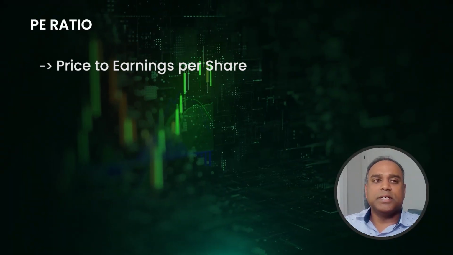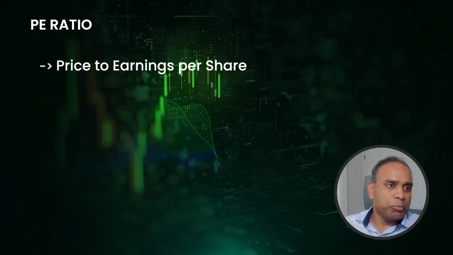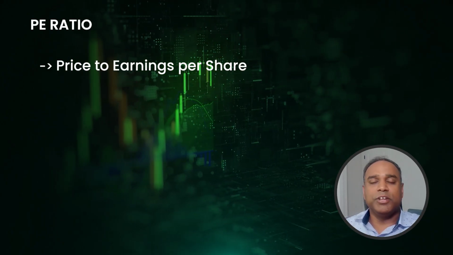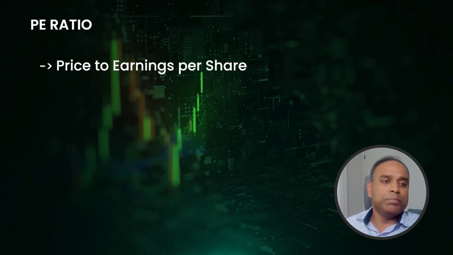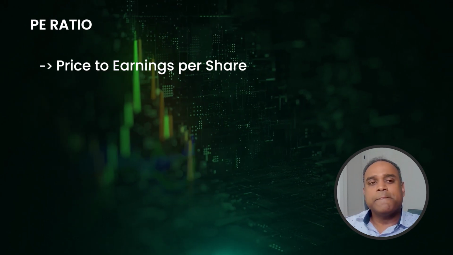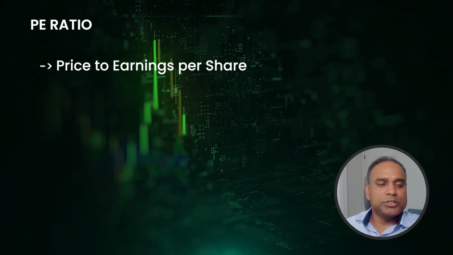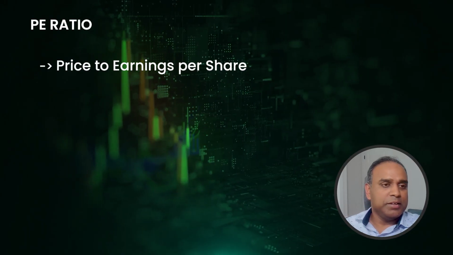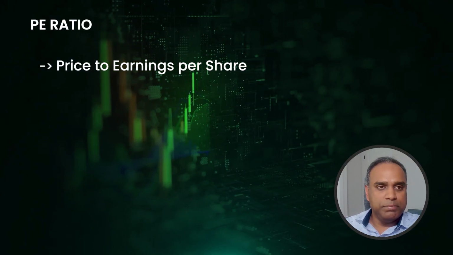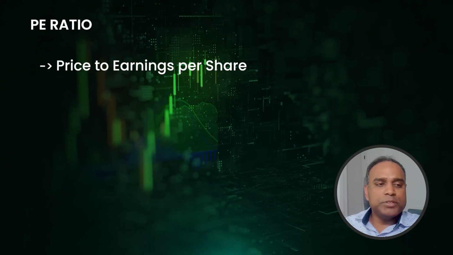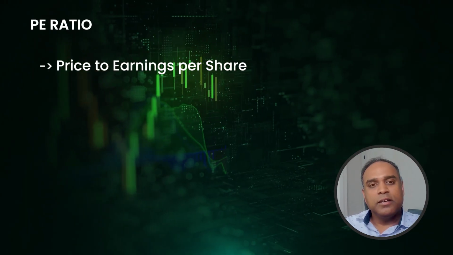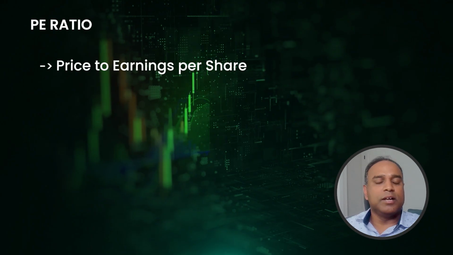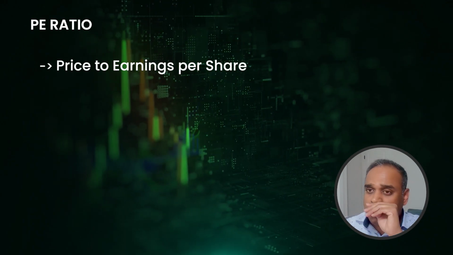PE ratio represents the price to earnings per share. So let's say the earnings per share of a stock is, they get 10 rupees per share as earnings, and then the price of the stock in the market is 20 rupees. So it's 20 divided by 10, 2.0 is the PE ratio. The purpose of the PE ratio is to understand if the price in the market for the stock is overpriced or underpriced, or overvalued or undervalued.